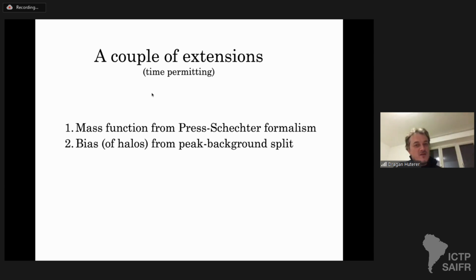I only have time for one of these extensions, and like I said, I'm breezing through this a little bit. Fabian already talked about peak background split. He had something about this. You can look at the slides. I have a basic derivation of that in my notes as well, in the typewritten notes. I want to do the Press-Schechter quickly and then code it up on the computer.